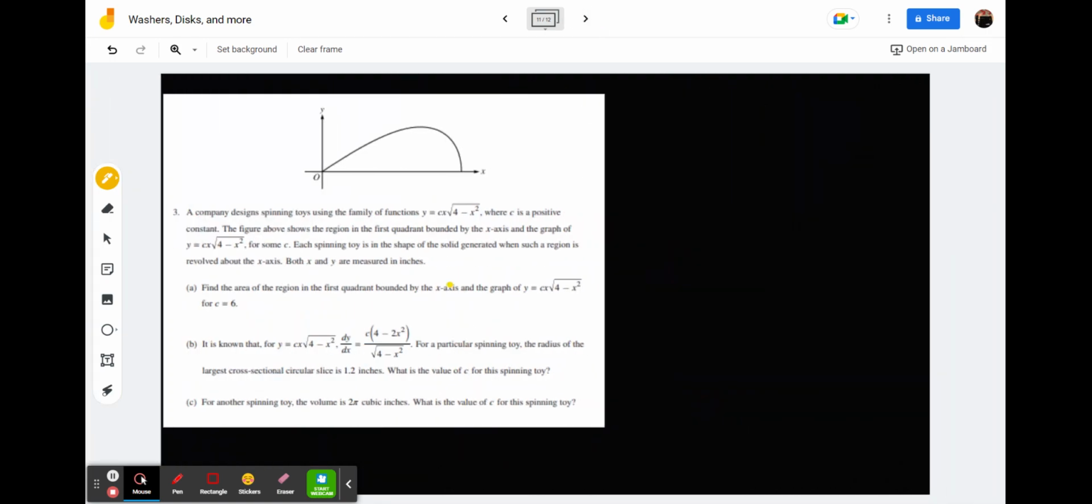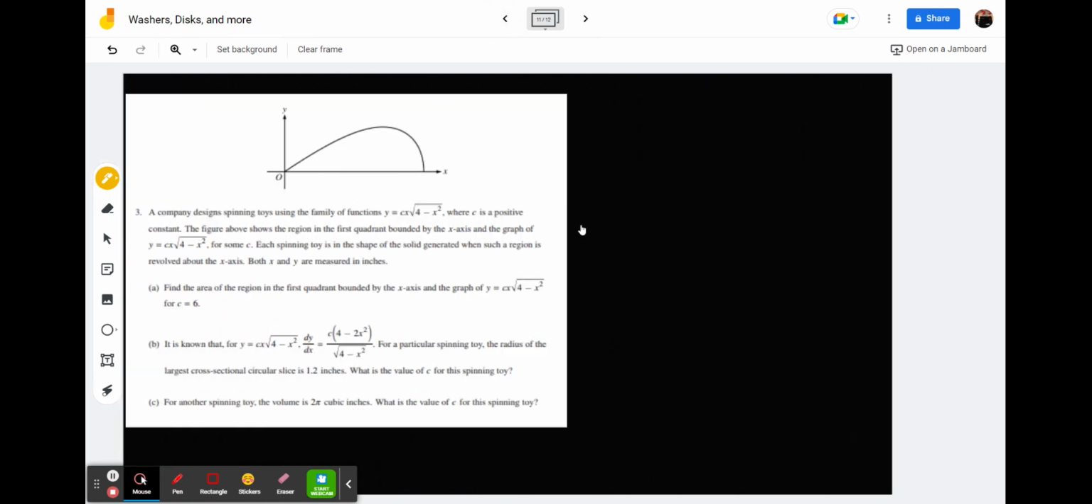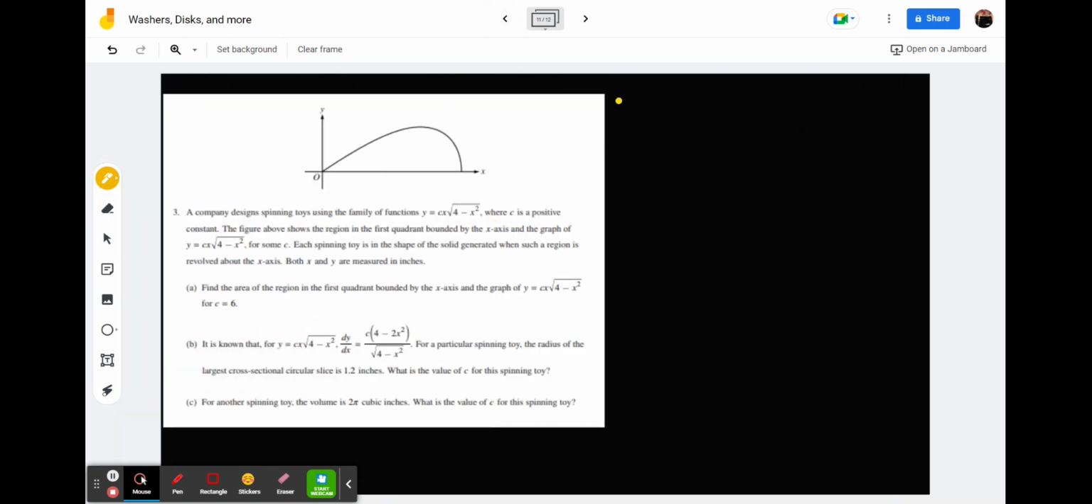Finally, our last question. I lied. Second to last question. A company designed spinning toys using a family of functions of y equals cx root 4 minus x squared, where c is a positive constant. The figure above shows the region in the first quadrant bounded by the x-axis and the graph of y equals cx root 4 minus x squared for some c. Each toy is in the shape of the solid generated when such a region is rotated around the x-axis. Find the area of the region bounded by the x-axis and the graph for c equals 6.